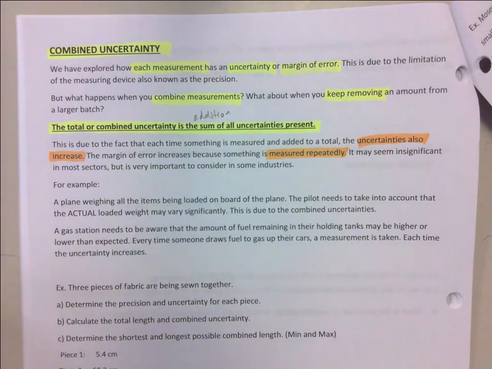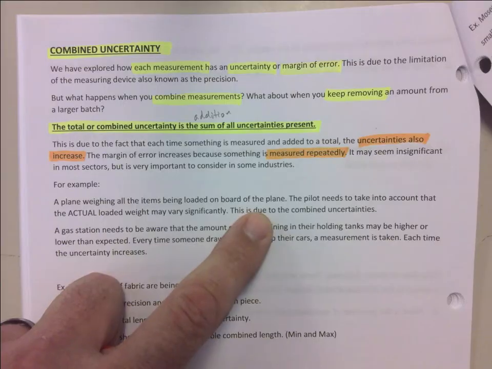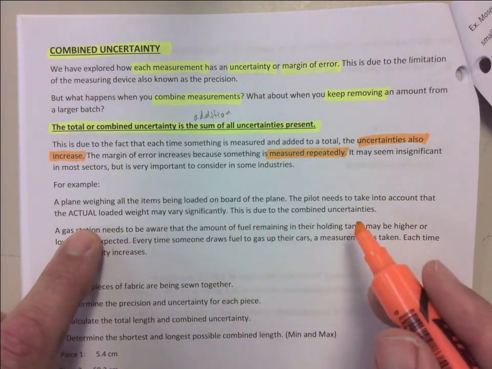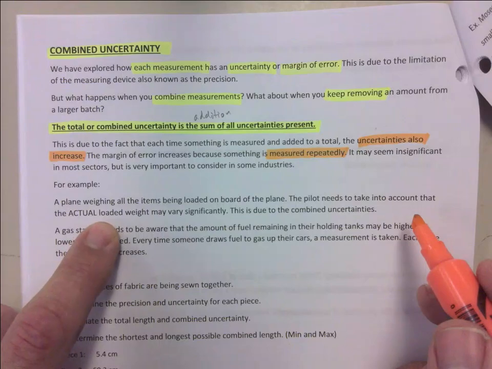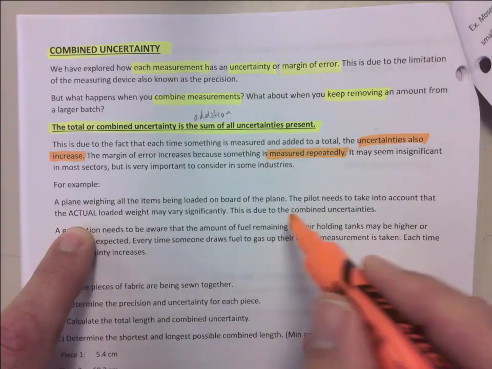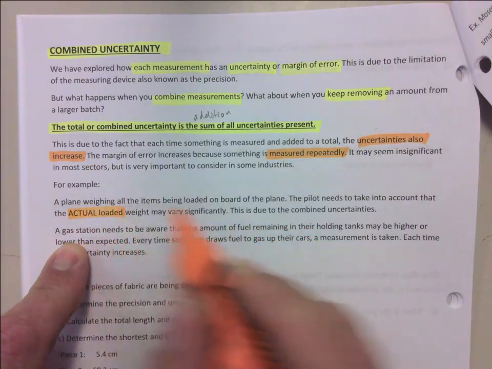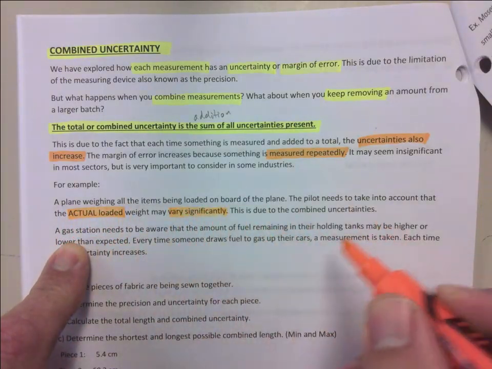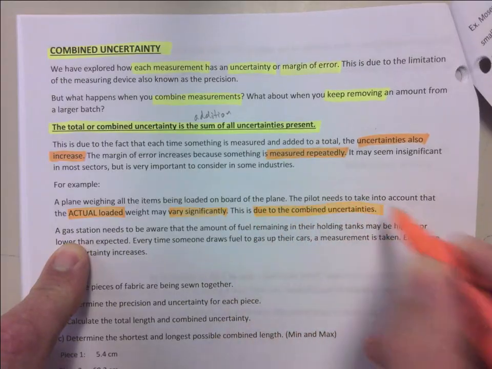For example, a plane weighing all the items being loaded on board the plane. The pilot needs to take into account that the actual loaded weight may vary significantly, and this is due to the combined uncertainties.